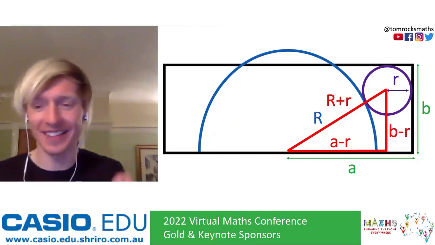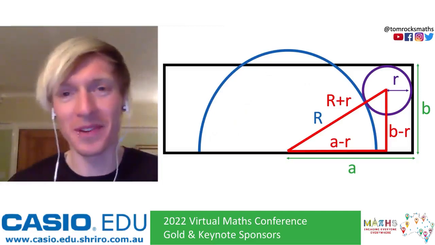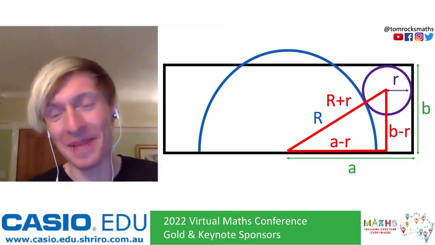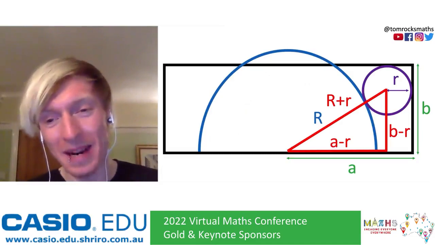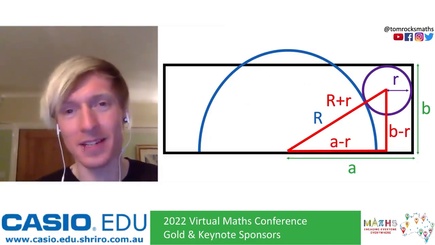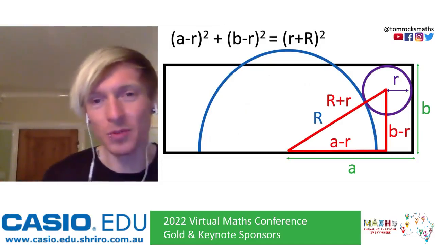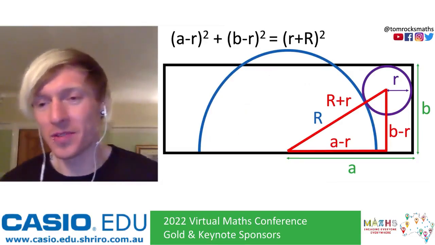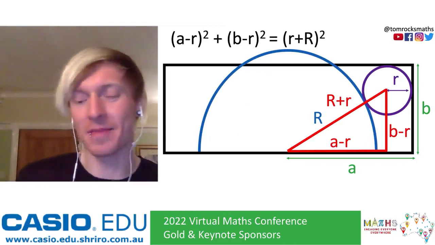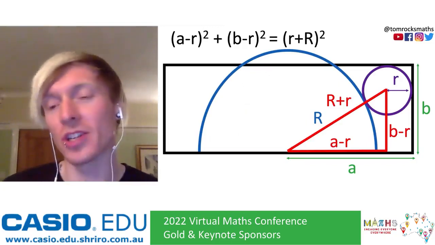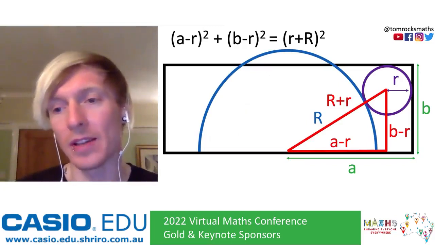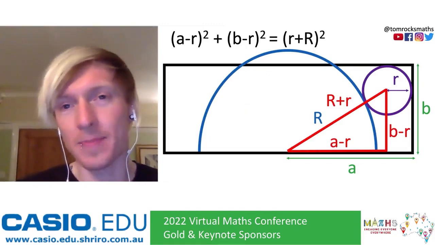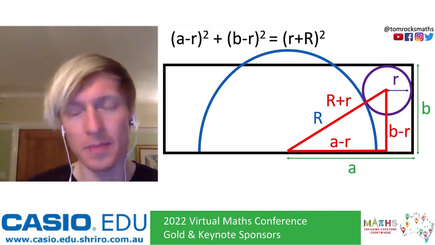So ultimately, it just comes down to quite possibly the most famous theorem that I remember from school, Pythagoras' theorem. So (a minus r) squared plus (b minus r) squared is equal to (lowercase r plus capital R) squared. So we can use the right angle triangle, Pythagoras' theorem there, to get an equation for the unknown value, lowercase r. So if I expand those brackets, we can tidy those terms up.